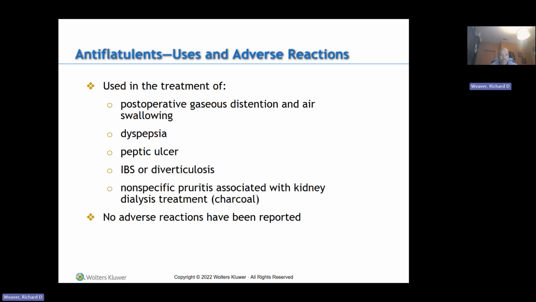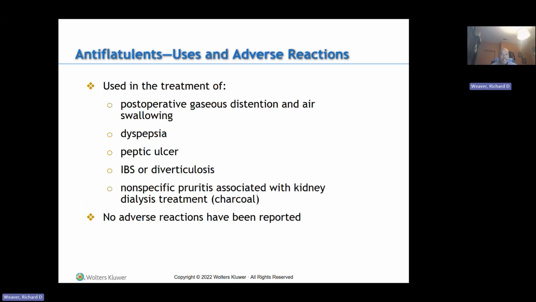Also, it could be given or used for dyspepsia, and that is basically fullness or epigastric discomfort. It is given for peptic ulcer disease, irritable bowel disease, or diverticulosis. Diverticulosis is like an out pocket of the colon, right? But without the inflammation. When we say diverticulitis, then that means that those pockets, that tissue that pushes out from the intestine, are inflamed. But diverticulosis, they're not inflamed. They're just out pockets, if you will.